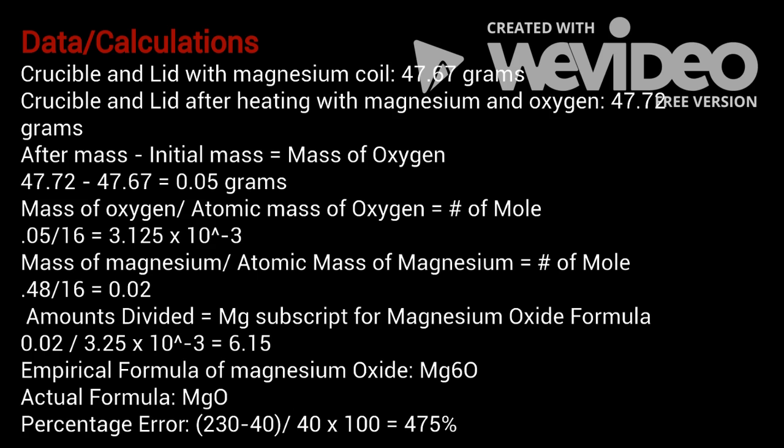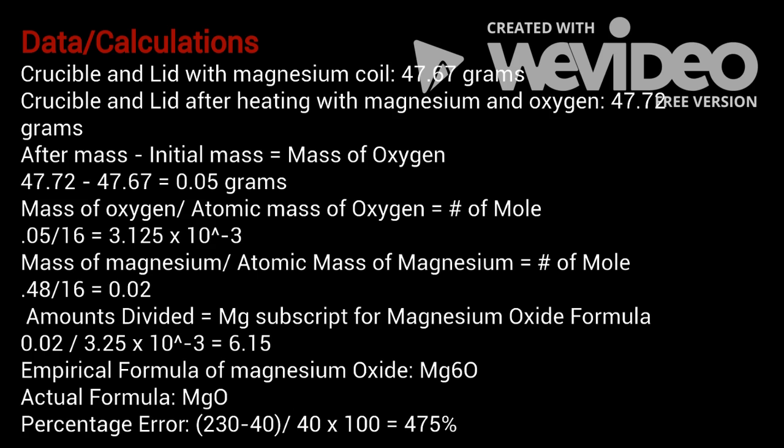And each amount divided equals the subscript for the magnesium oxide formula, which is the empirical formula, which is 0.02 divided by 3.25 times 10 to the power of -3 equals 6.15, and we round that up to 6. So the empirical formula of magnesium oxide is Mg6O, but the actual formula is MgO.